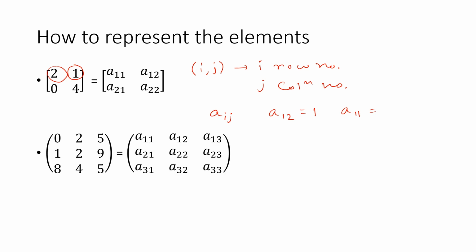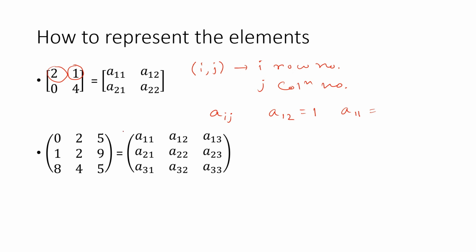Look at this second example. Here we have three rows and three columns. So we represent each of the elements by a11, a12, a13. That means the elements at the first row and the jth column respectively. And what are the values of j? This is 1, 2, and 3.